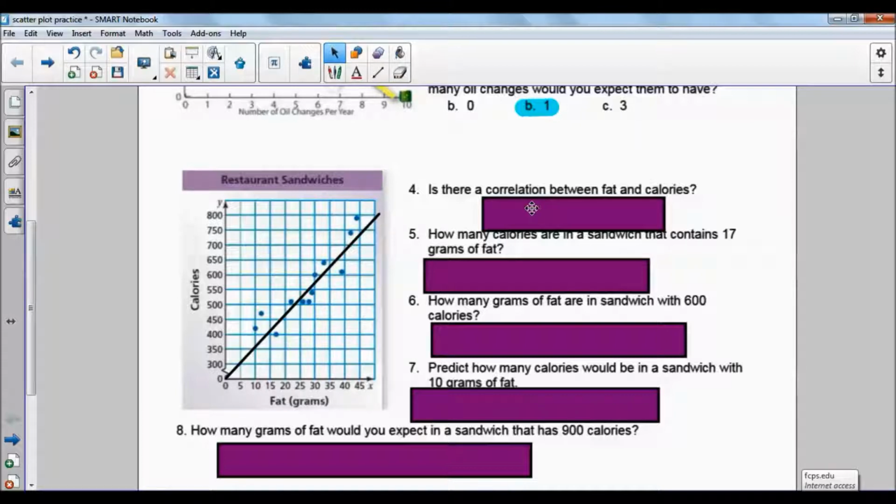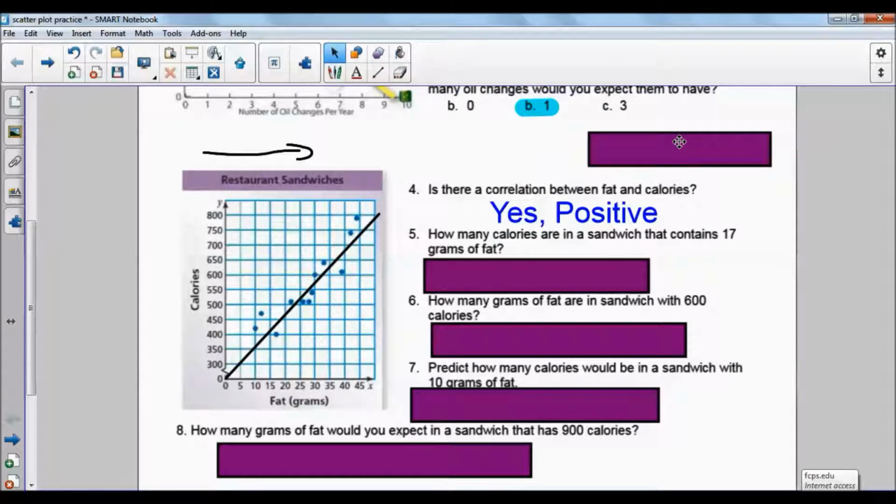If we look at our line and the scattering of our points, they're both moving up from left to right. So our correlation is going to be a positive one. There is a correlation. Sometimes there's not, but here they're all moving in the same direction. The more fat you have, the more calories you have. So it's going up, it's positive.